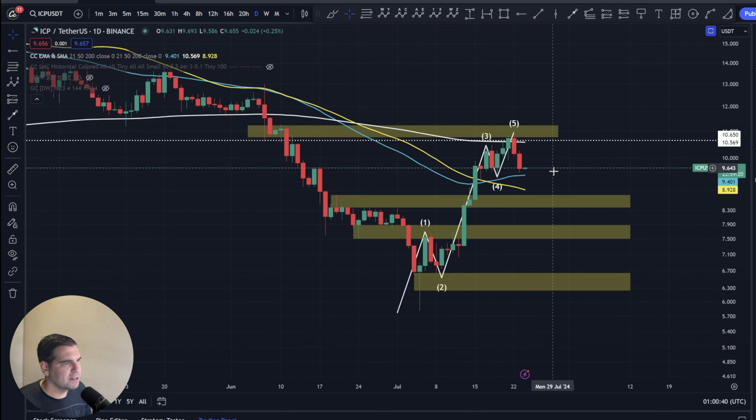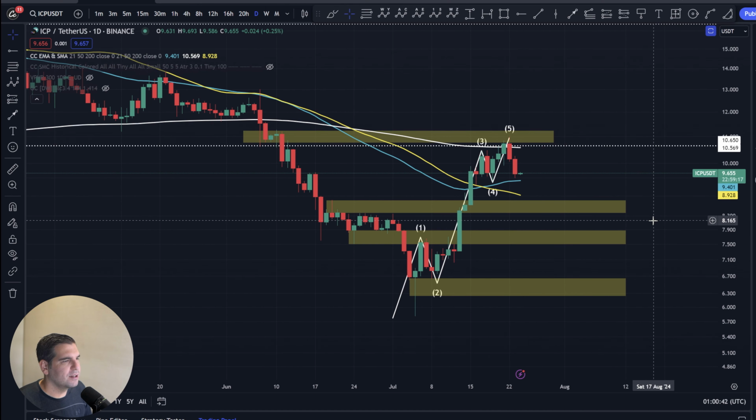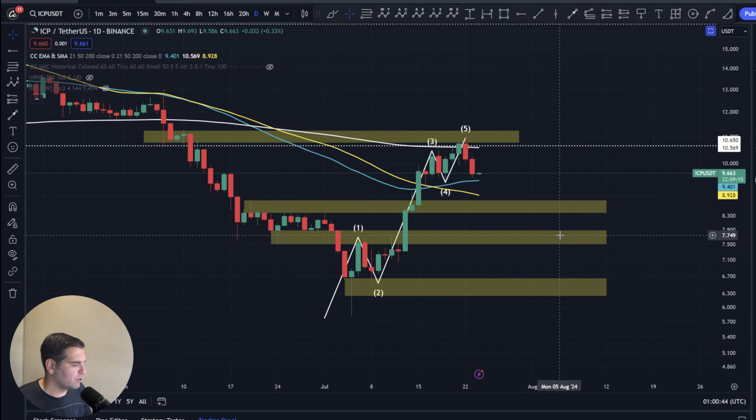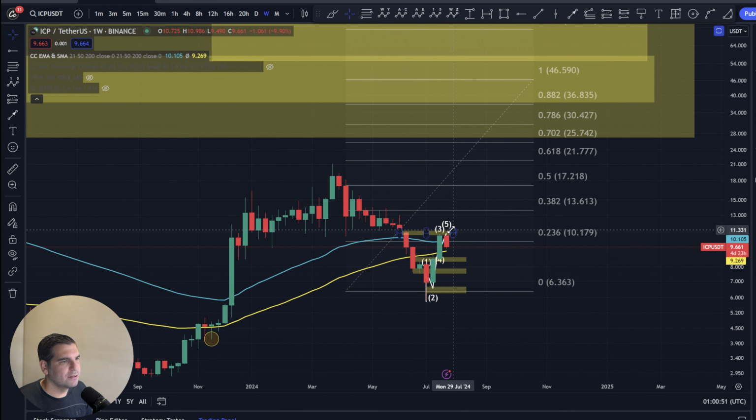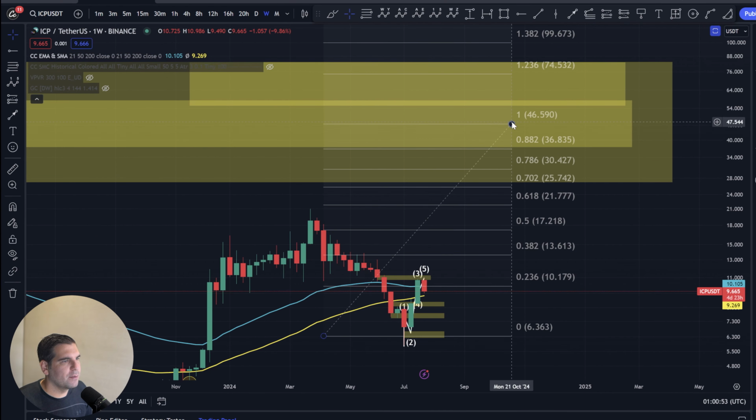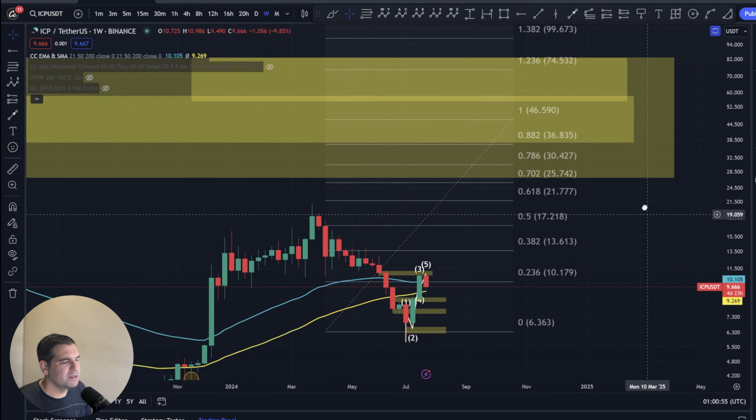But I expect retracements, I expect volatility, and I do think this is going to be a great opportunity for dollar cost averaging and for building out those positions on what happens next. If I roll this up into a weekly time frame, you can see here that we're still looking at this as a bit of a reversal, and we are targeting some pretty hefty numbers on ICP.